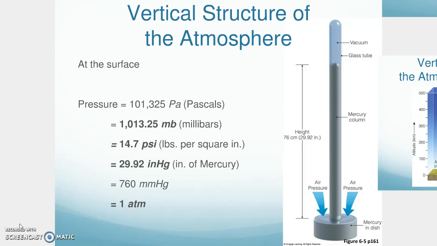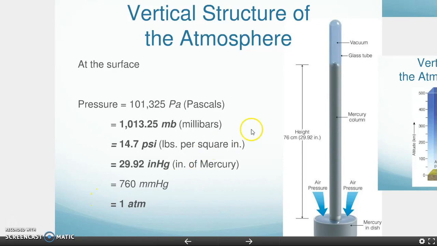Common numbers: 101,325 pascals. That's the basic unit that we saw on the last slide. Divide that by 100, you get 1,013.25 millibars. This is the most common unit that we will be using throughout the course, is millibars. That also equates to about 14.7 pounds per square inch, or 29.92 inches of mercury. That comes from the barometer that you see here on the right.